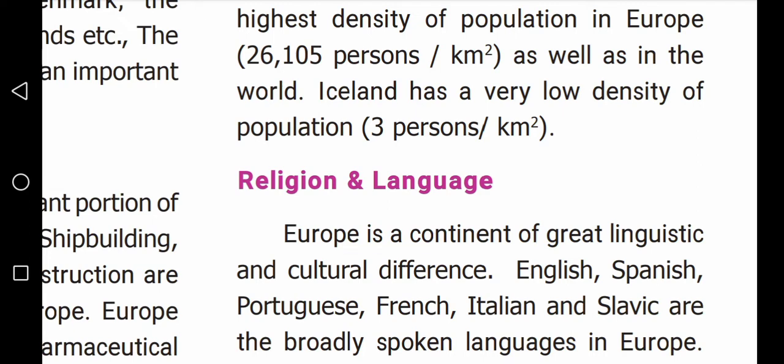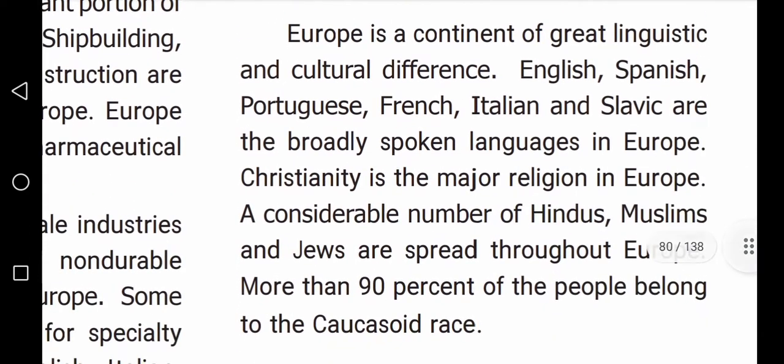Christianity is the major religion in Europe. So in the continent of Europe, they follow Christianity. A considerable number of Hindus, Muslims, and Jews are spread throughout Europe. More than 90% of the people belong to the Caucasian race. Okay, next one.